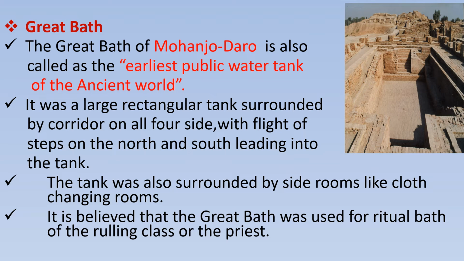Great Bath. The Great Bath of Mohenjo-daro is also called the earliest public water tank of the ancient world. It was a large rectangular tank surrounded by a corridor on all four sides, with a flight of steps on the north and south leading into the tank. The tank was also surrounded by side rooms like clothes changing rooms. It is believed that the Great Bath was used for ritual bathing of the ruling class or the priests.